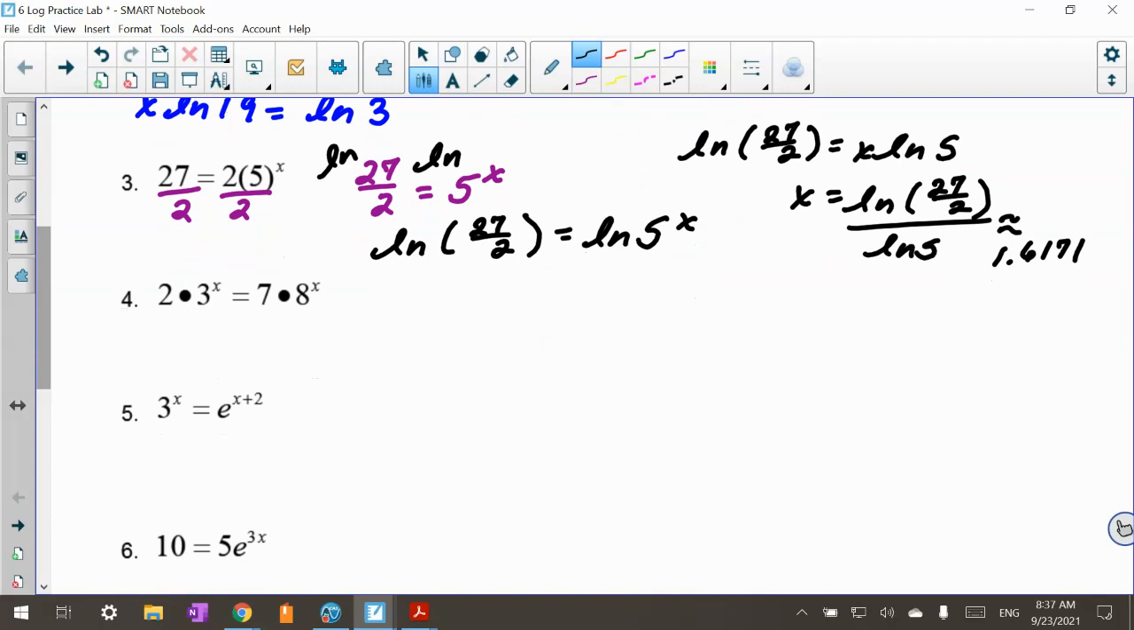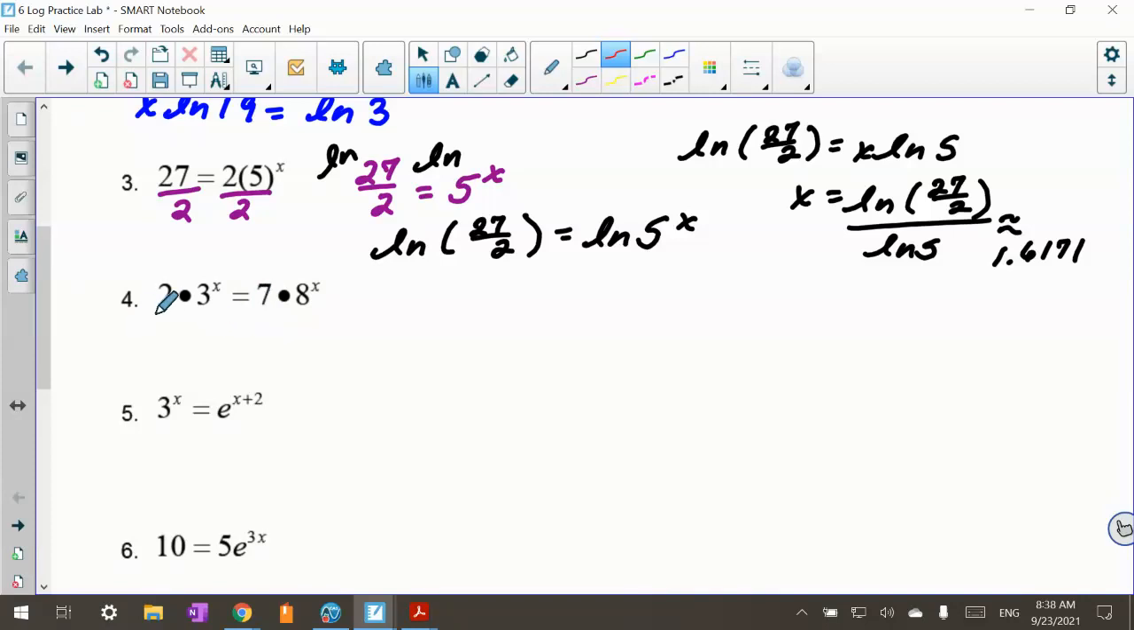Okay? So these are going to get a little bit more difficult, and I'm going to throw base e in there as well. So this one right here, I look at it, I have 2 times 3 to the x equals 7 times 8 to the x. I could start natural logging it right off the bat and pulling it apart with addition, but I want to do some normal math first. So there's a couple ways you could do this. You could divide both sides by 2, or divide both sides by 7.